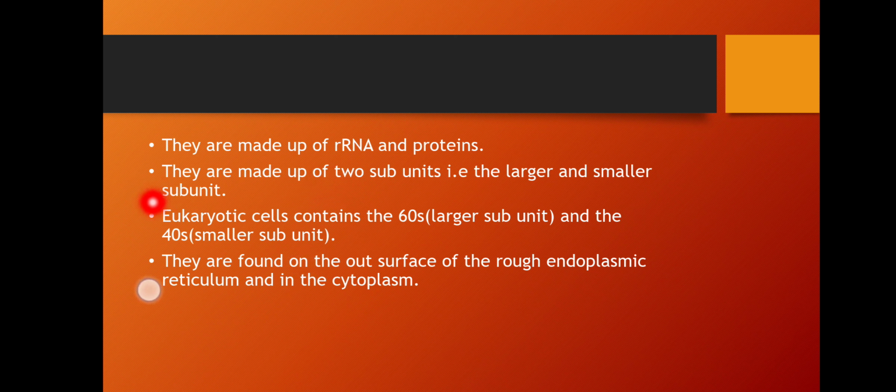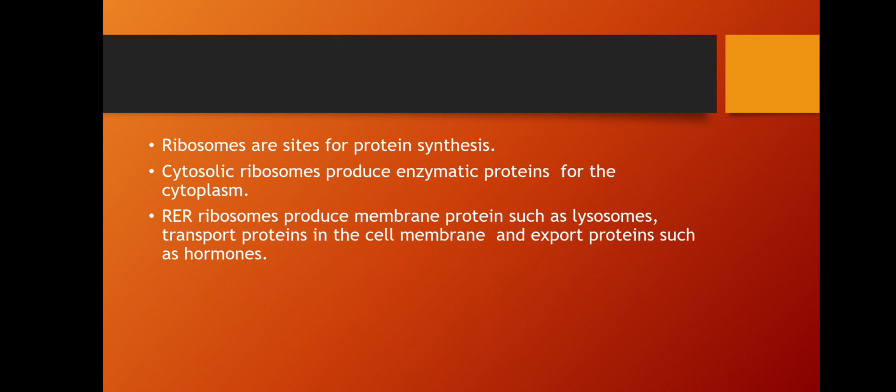In eukaryotic cells, the larger subunit is the 60S and the smaller subunit is the 40S. They are found on the outer surface of the rough endoplasmic reticulum and in the cytoplasm. That's why you find these ribosomes in both places. So the ribosomes are the sites for the actual protein synthesis. Cytosolic ribosomes produce enzymatic proteins for the cytoplasm.